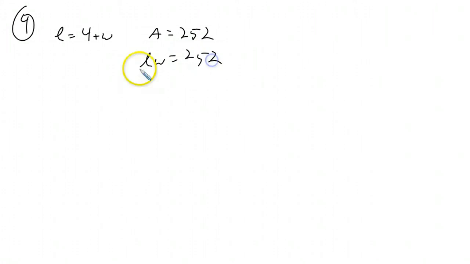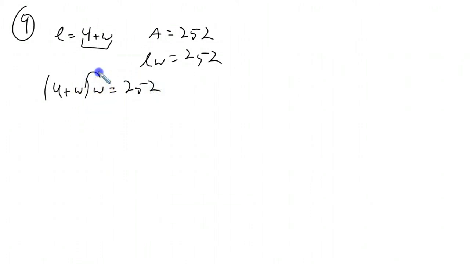Okay, number 4. Find the dimensions of a rectangle whose length is 4 meters more than its width and whose area is 252. So the length is 4 more than the width, and we're also given that the area is 252, which is length times width is 252. So since we know length times width is 252, and my length is 4 plus W, I can say 4 plus W times W is 252.